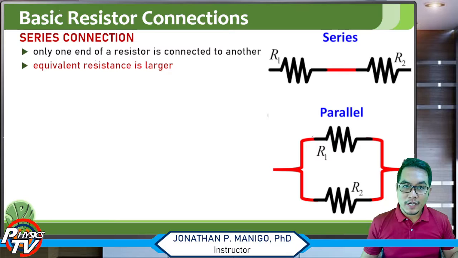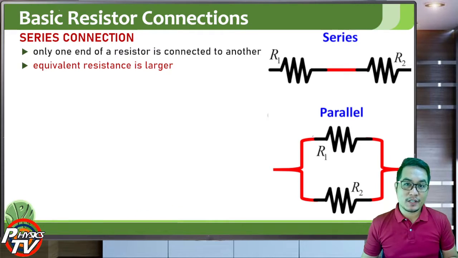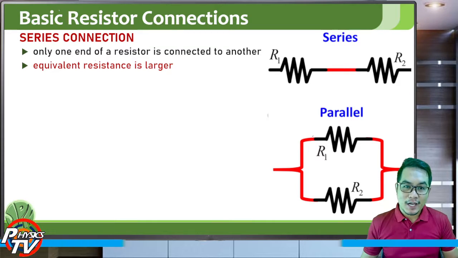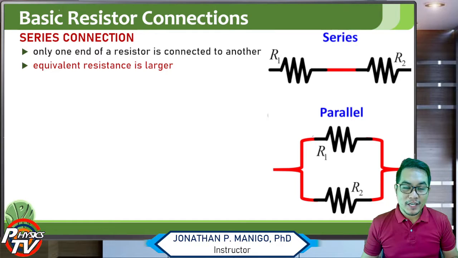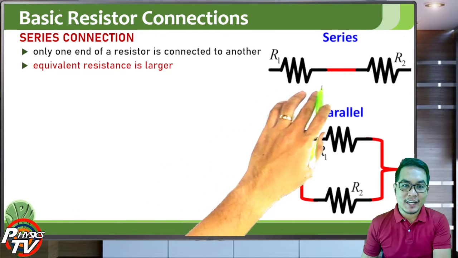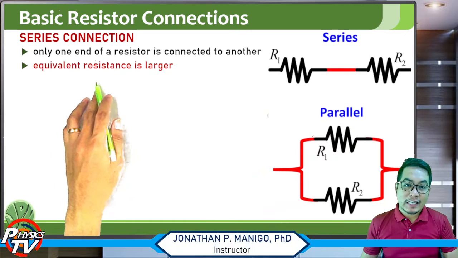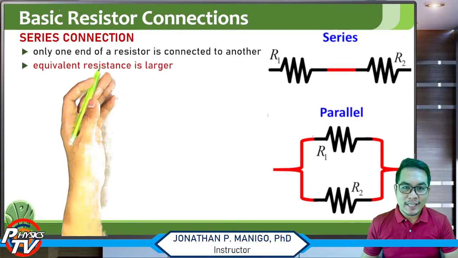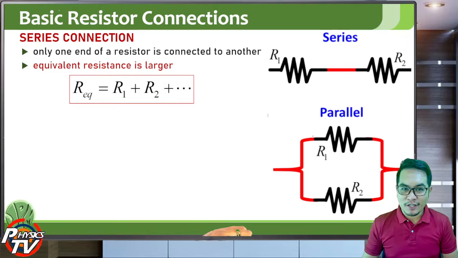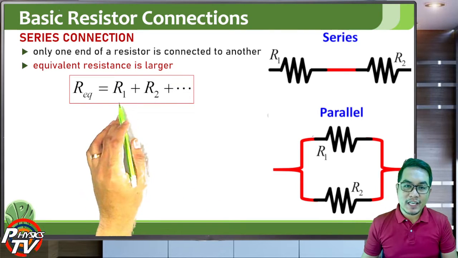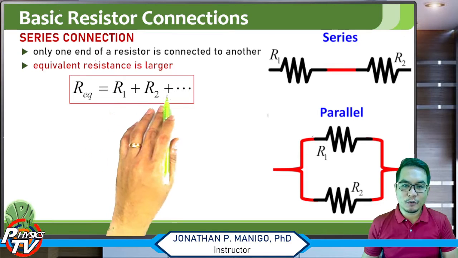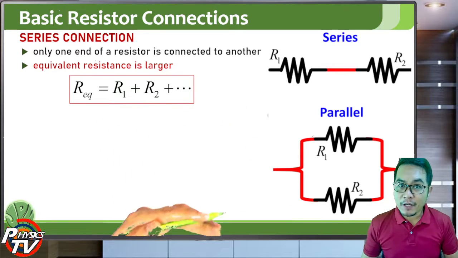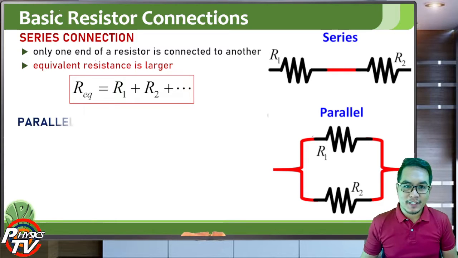So in the previous chapter on electrostatics, you have discussed series and parallel connections of capacitors, and their relationship is actually reversed. In capacitors connected in series, the equivalent capacitance is actually smaller, but in resistors, the equivalent resistance is larger. So the equivalent resistance is basically just the addition of all the resistors in series: R1 plus R2 plus R3 plus R4 and so on, depending on how many resistors are connected in series.